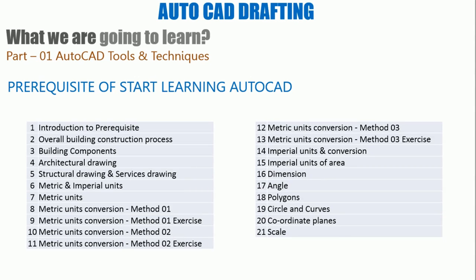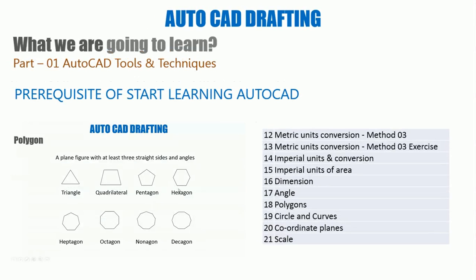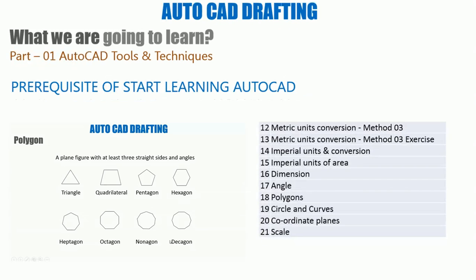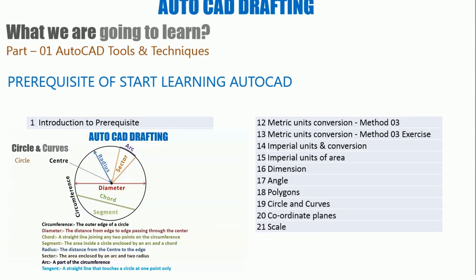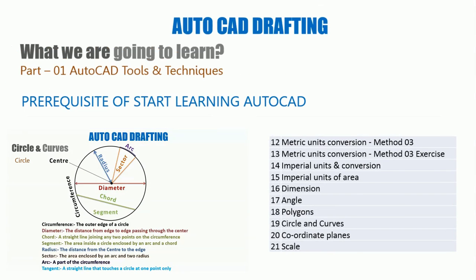Section 18, polygons. It is pentagon, hexagon, heptagon, octagon, nonagon, decagon. Section 19, circle and curves. The area between the chord and the circumference is called a segment.